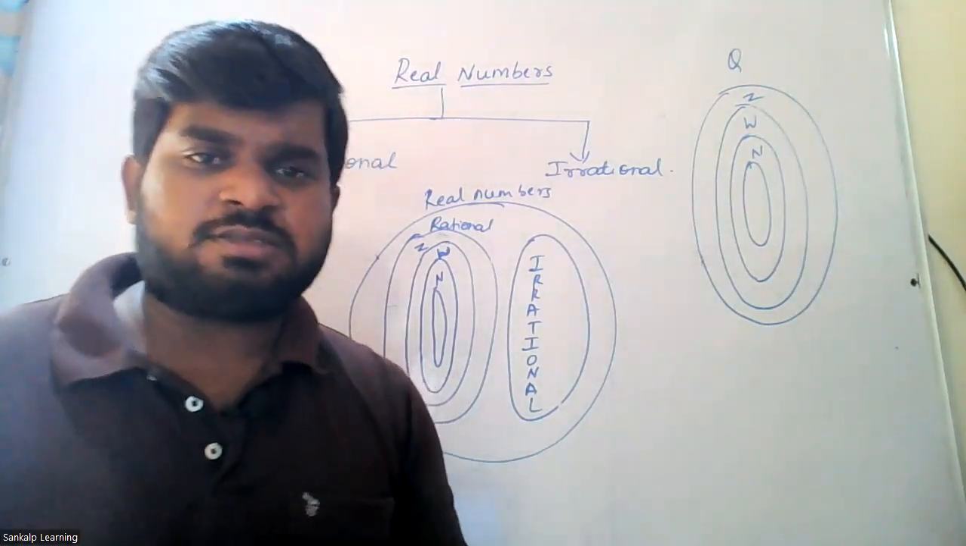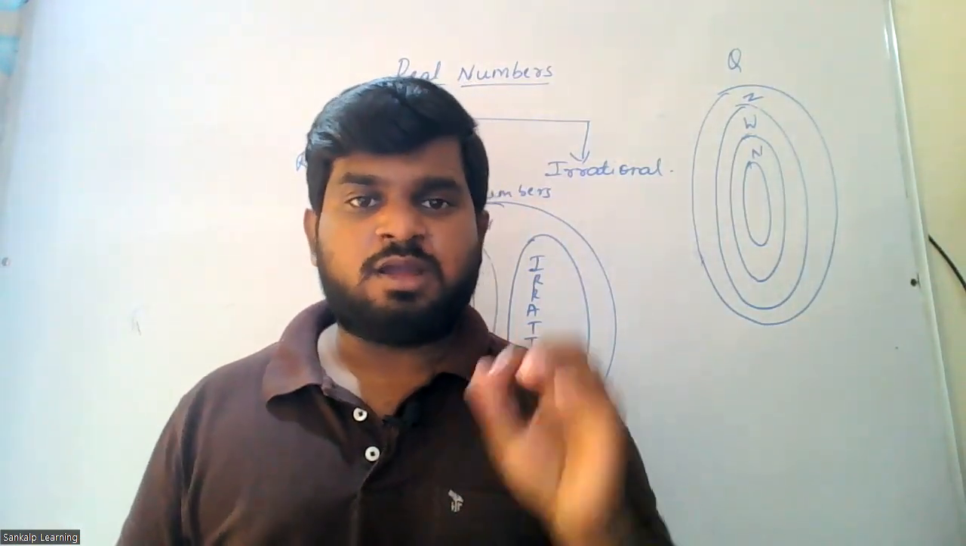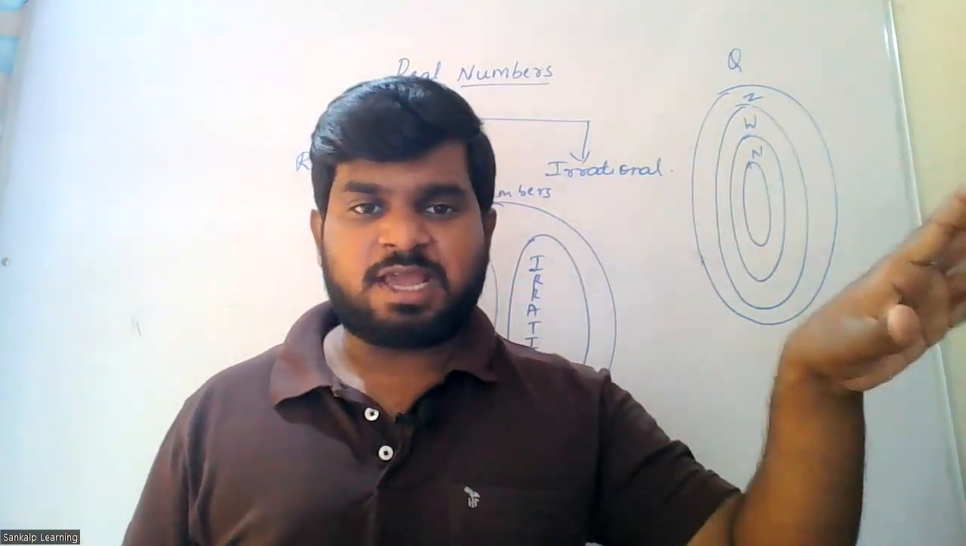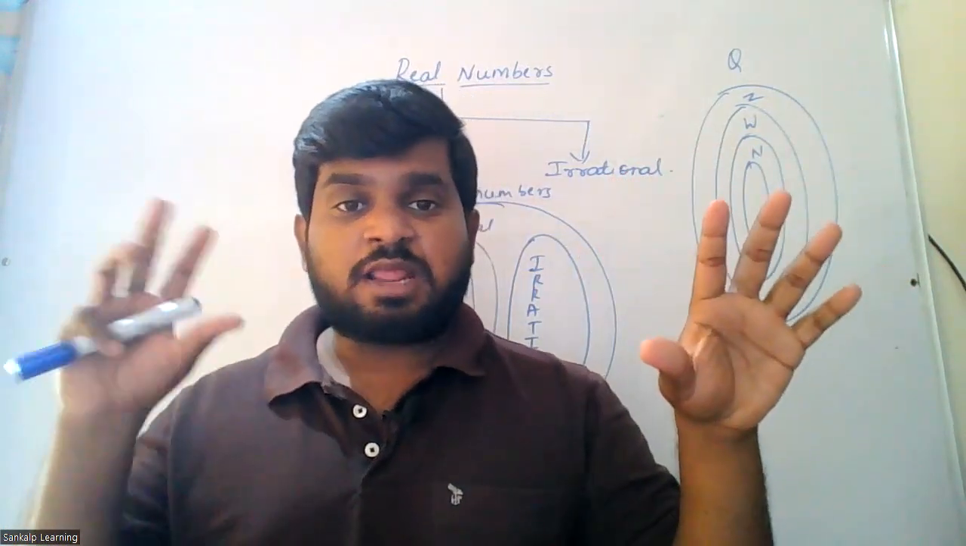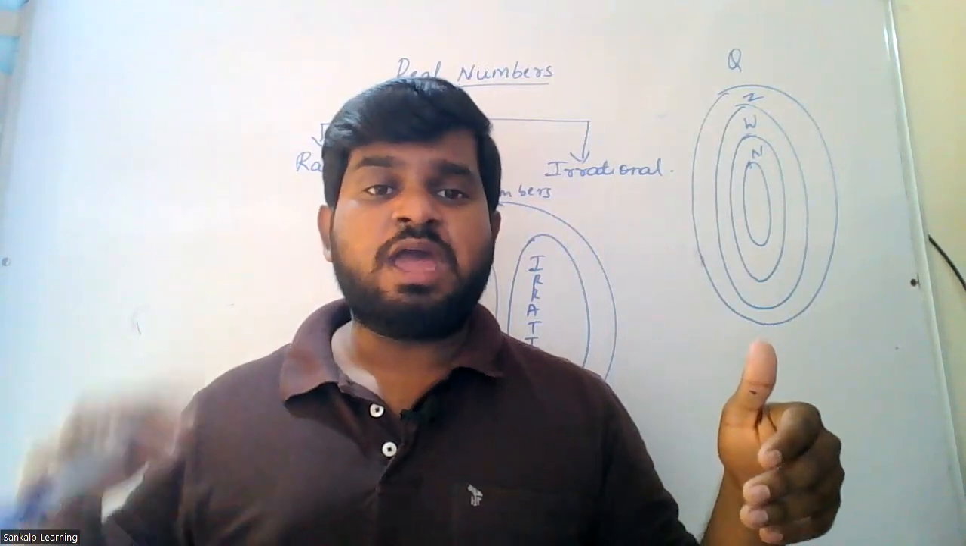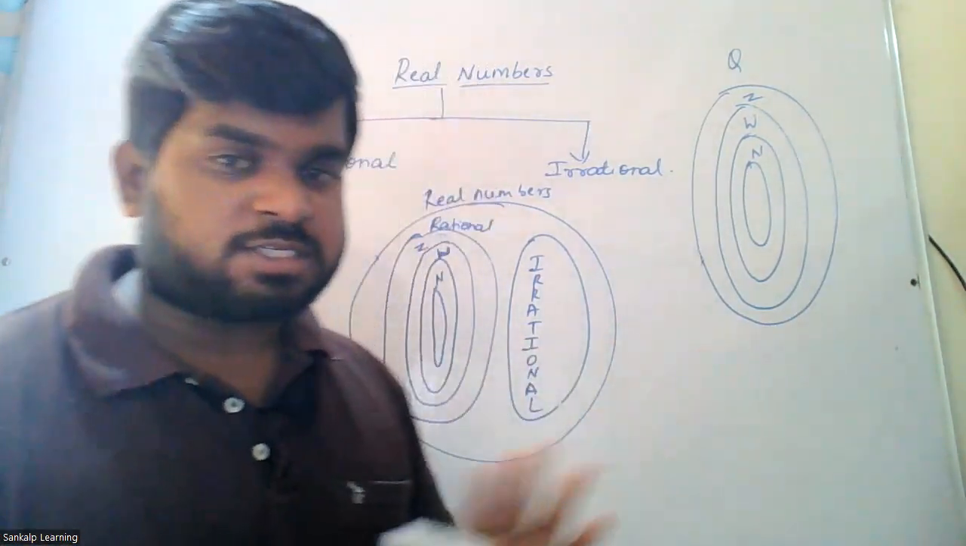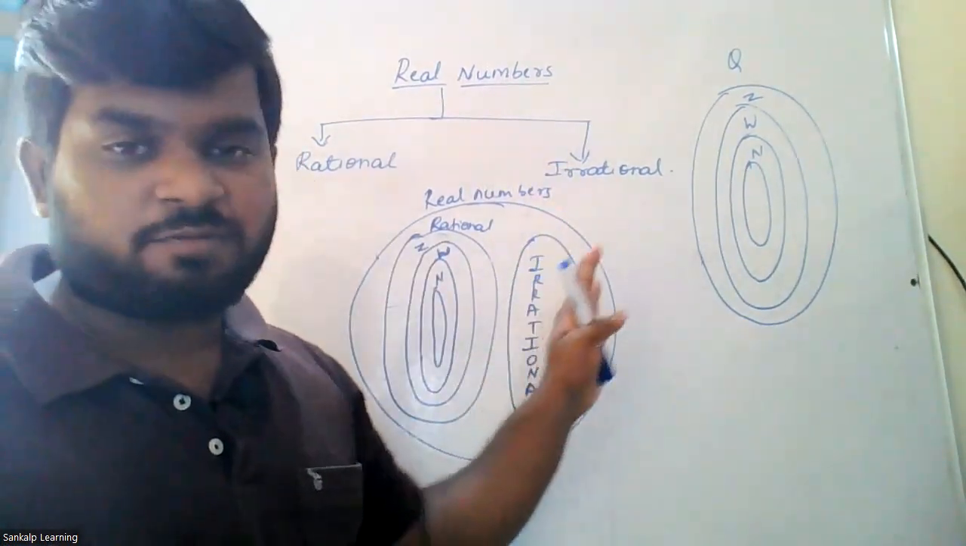Basically, as soon as we speak about real numbers, two things should come into your mind. It has got two kinds in them: one is rational, another one is irrational. Rational you can express in the form of P by Q. Irrational you cannot express in the form of P by Q. Okay, this is the basic thing. These are the things that we are going to discuss.